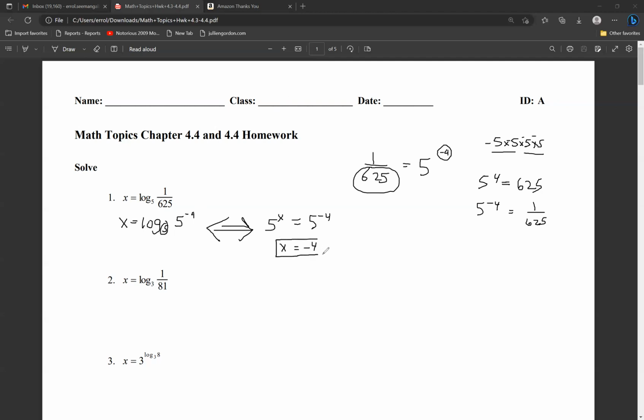So that's number one. The key thing there is just rewriting what they gave you as what I wrote right there. So all we did was take this and rewrite it as this. Make sense? All right, so then we just equate the exponents, x equals -4 on that one. All right, so that's 1.